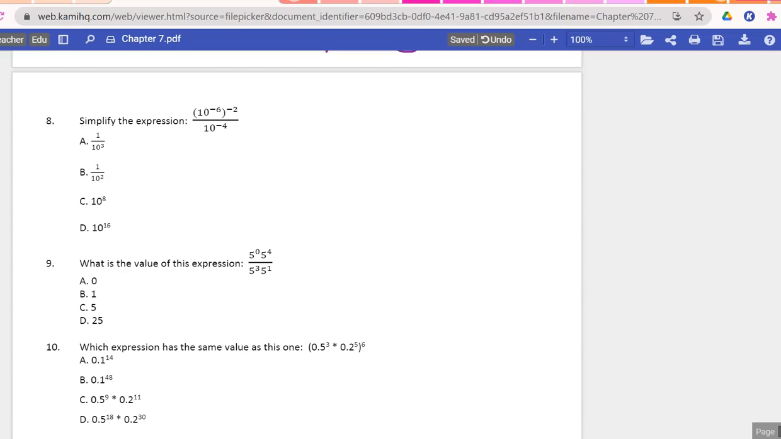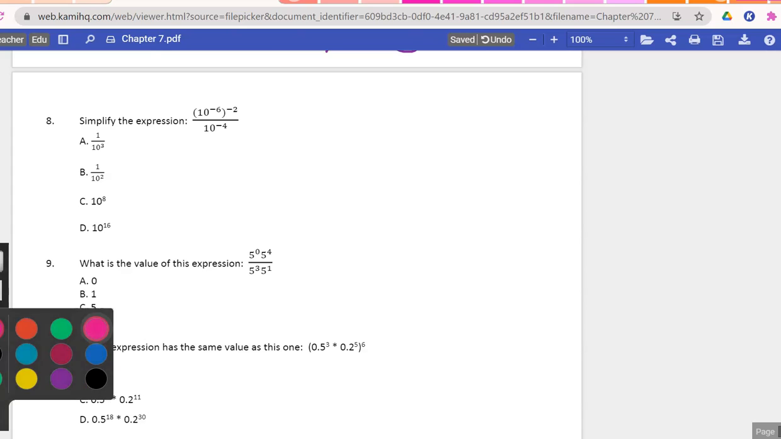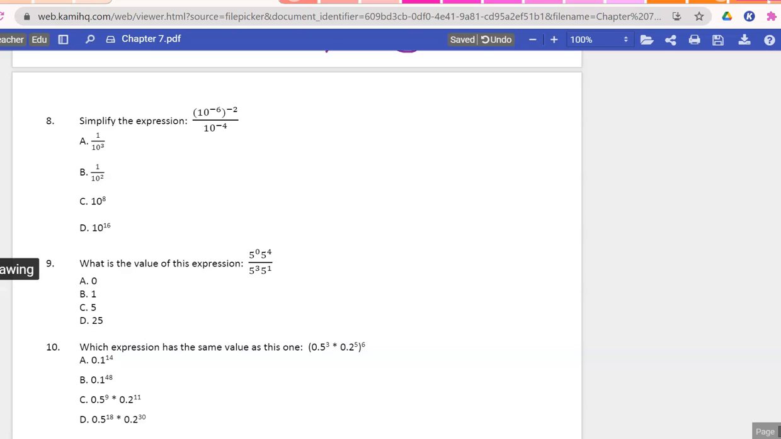Number 8 is another exponent rules problem. So you're simplifying this expression using your exponent rules. So you have 10 to the negative 6 raised to the negative 2nd over 10 to the negative 4th. First step here is going to be to get rid of those parentheses on the top. So you're raising that negative 6 to the negative 2nd power. Again, power of a power rule tells you to multiply. Negative 6 times negative 2 gives you positive 12. So now you have 10 to the 12th over 10 to the negative 4th.